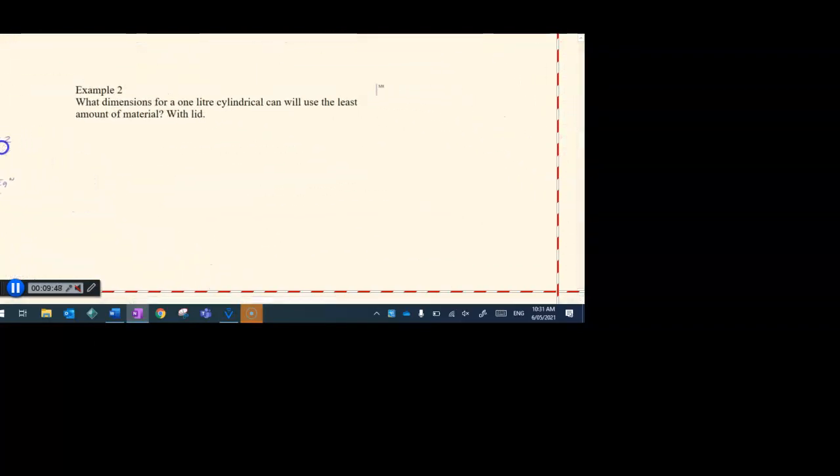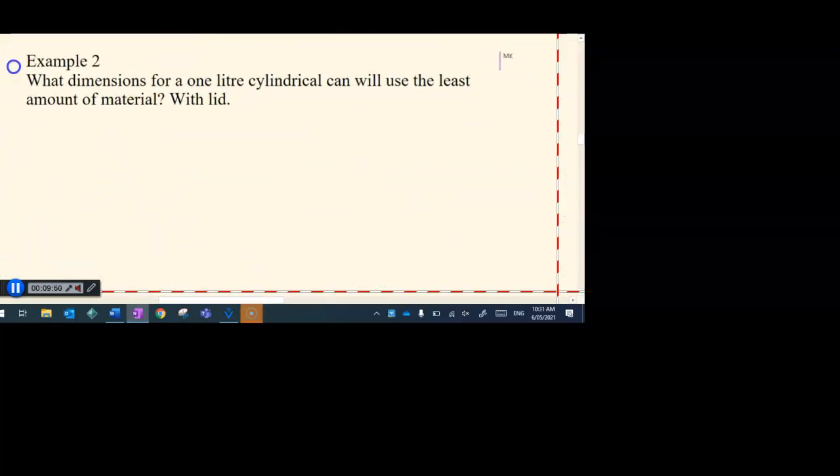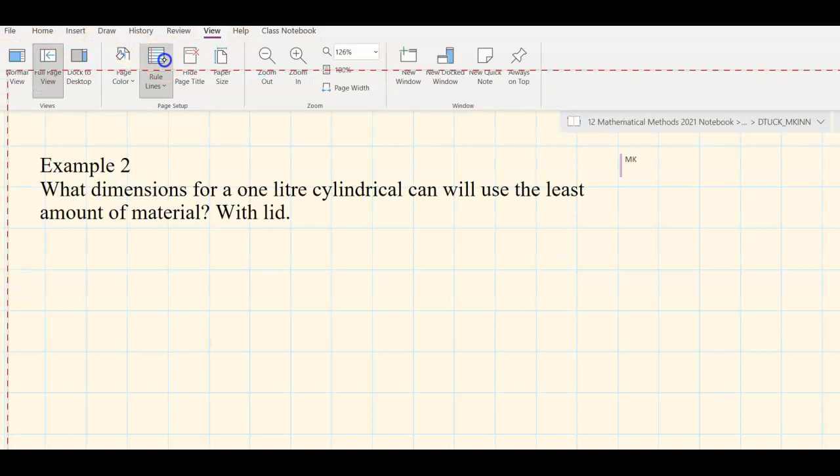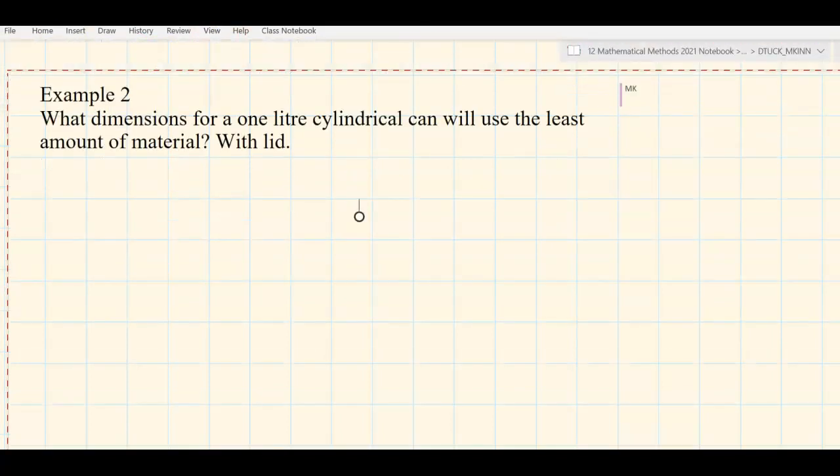That's fine. All right, guys, so have a crack with that one, please. What dimensions for a 1 liter cylindrical can will use the least amount of material, assuming that there is a lid? Alrighty, so your first step is to draw a picture, probably just to visualize a cylinder.